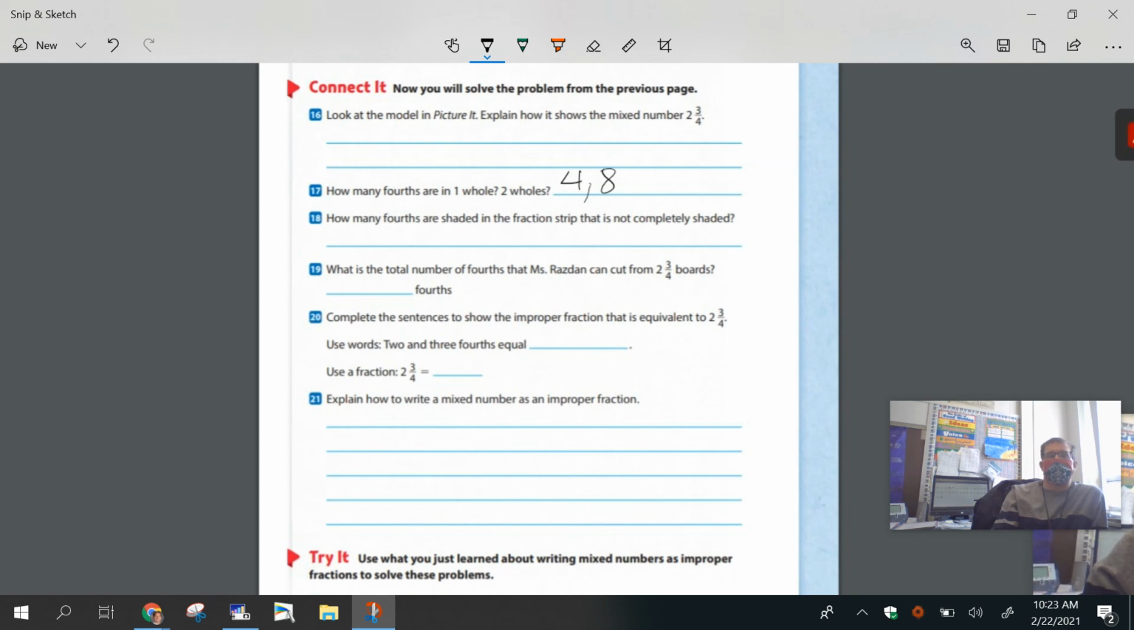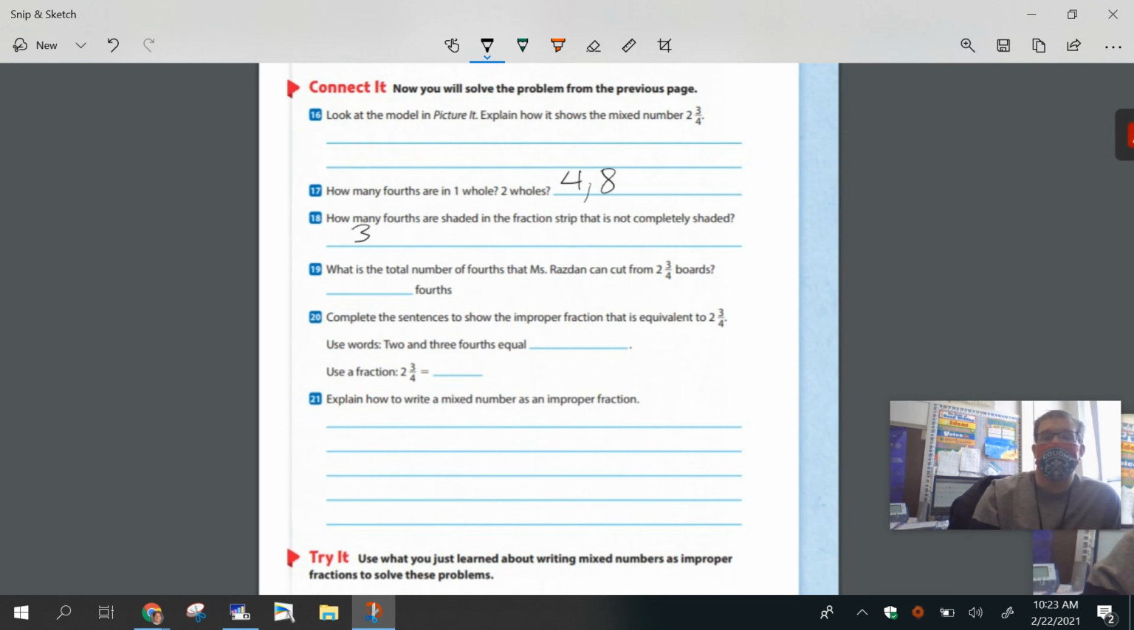Okay. How many fourths are shaded in the fraction strip that is not completely shaded? Basketball or nothing. It's a weird name for you, but I'm assuming that's your name. It's like a name tag. So basketball or nothing. 3/4. Good. So 3/4 are shaded.